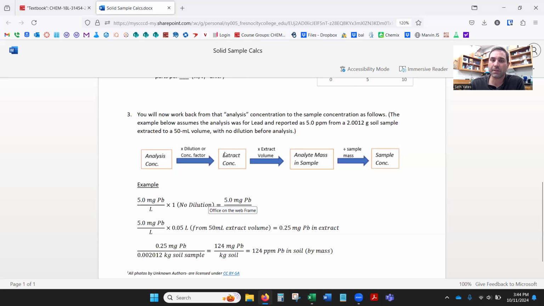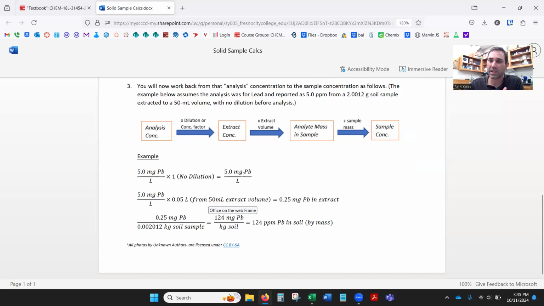Then all you have to do to get from the extract concentration to the concentration in the sample, where the extract concentration is a parts per million or parts per billion mass over volume. Sample concentration is a parts per million or billion mass over mass, because it was a solid sample. So all you have to do is multiply by the extract volume, canceling out the bottom unit that's in volume, and then divide by the sample mass, replacing that unit on the bottom with a mass unit. So it's a mass over mass percentage in the sample concentration.